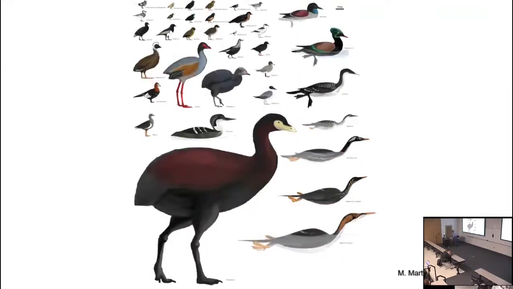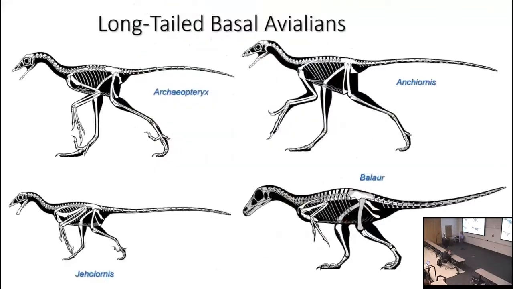So, Avialae. Here's a reconstruction of a bunch of Mesozoic avialians. The early branches retain long tails with individual caudals all the way to the end. So Anchiornis, Archaeopteryx, Jeholornis, Balaur, which may or may not be an avialian. It's from the very latest part of the Cretaceous. It retains many traits that are typical of a primitive Jurassic avialian. However, what was initially described as a kind of dromaeosaurid, and some analyses have it come out as a dromaeosaurid.